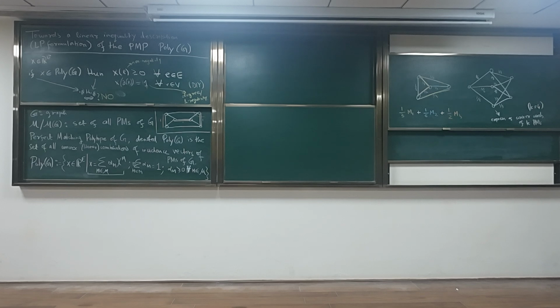Now see if you can come up with a graph that has a perfect matching but still has such a vector.